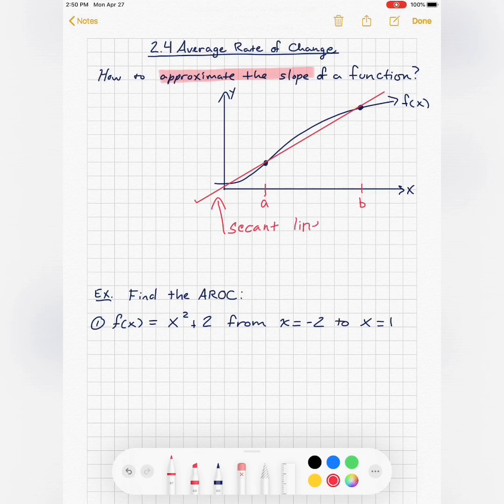Okay, so what I could do is I could find the slope of that line. Now that wouldn't be exactly the slope of the function, but depending on how close that line is to the function in that region, I could get a pretty accurate estimation of the slope of the function by finding the slope of the secant line. So in order to find the slope of that secant line, I have to remember the formula for finding the slope of a line given 2 points on the line.